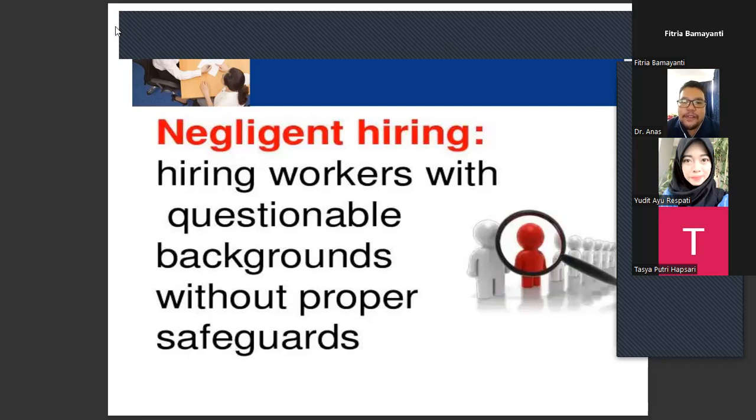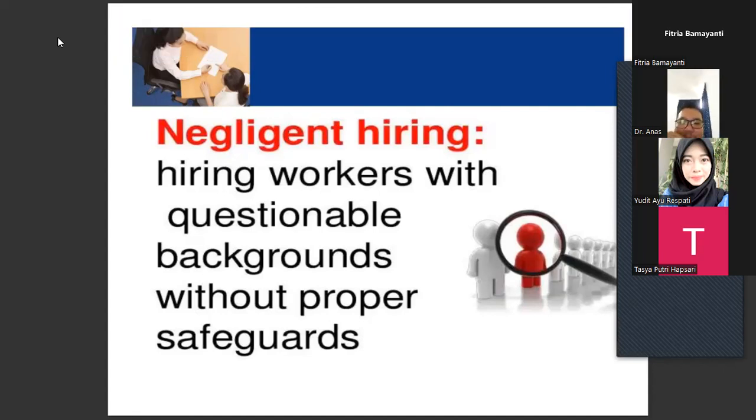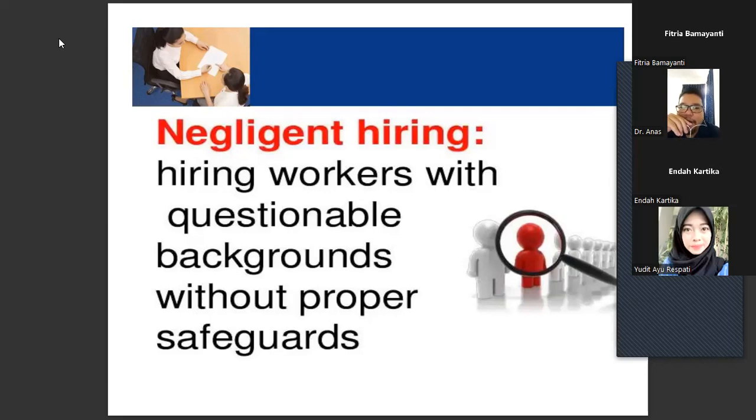Teman-teman, apakah sudah paham dengan penjelasan dari Dr. Anas? If not understand, or enggak paham, okay, I allow, or I can let teman-teman kemukakan soalan. Clear, sir. Okay, so far paham ya?